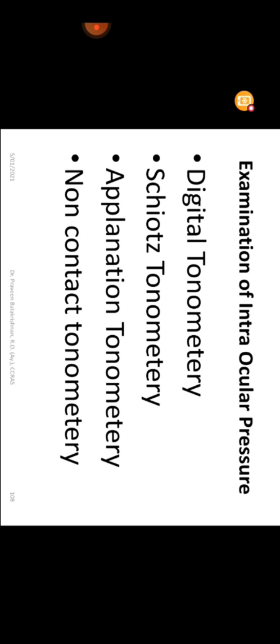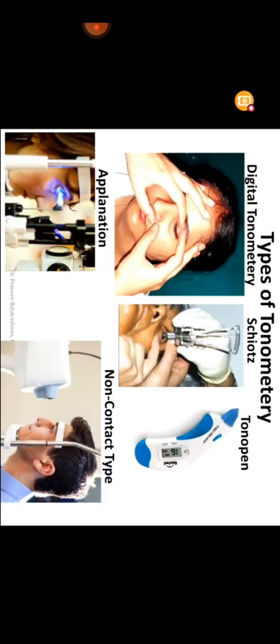Now, after the retina, there is intraocular pressure, which is measured either by digital, Schiotz, applanation or contact, non-contact tonometry. Digital is very simple. You apply two index fingers on either side of the eyeball, press, and feel the pressure, but it requires expertise to understand what the pressure is. Schiotz tonometry, you might have all seen in your graduation, where you use the Schiotz tonometer to measure the pressure of the eye.